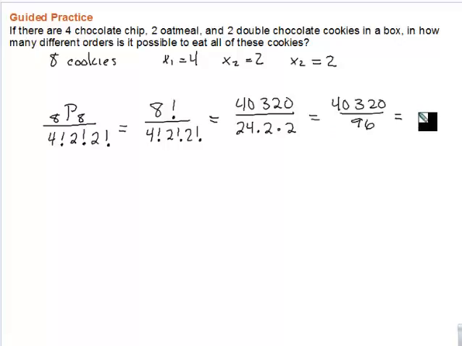Let me just double check myself on that, because yep, okay. There are 40,320 different ways to eat these 8 cookies. 8 cookies. Yep, 40,320 different patterns of eating the cookies.